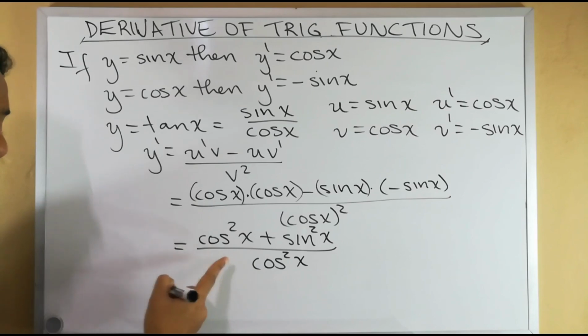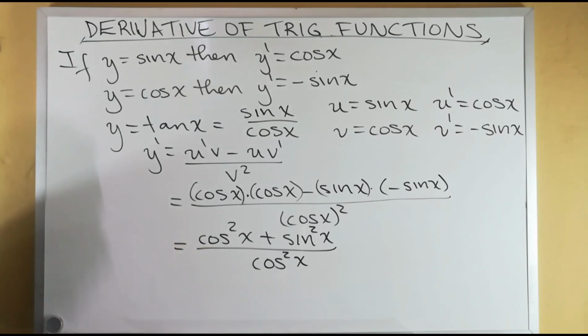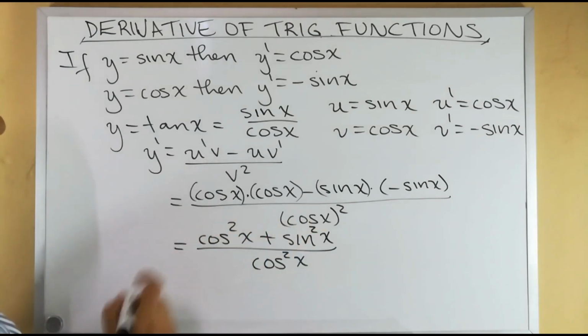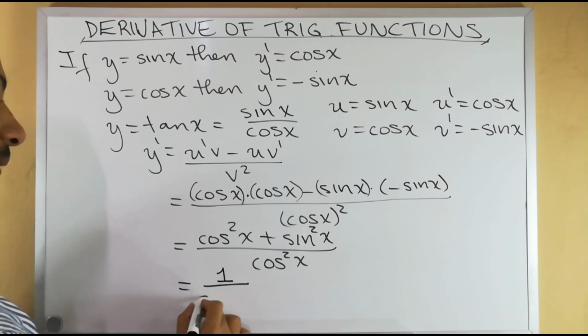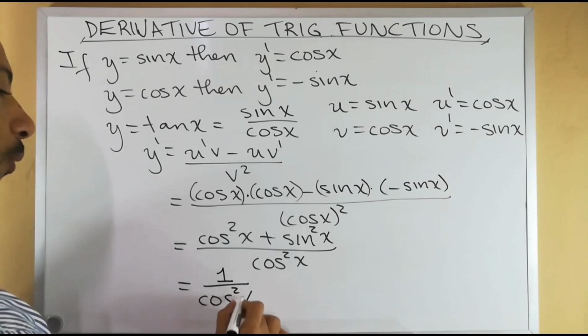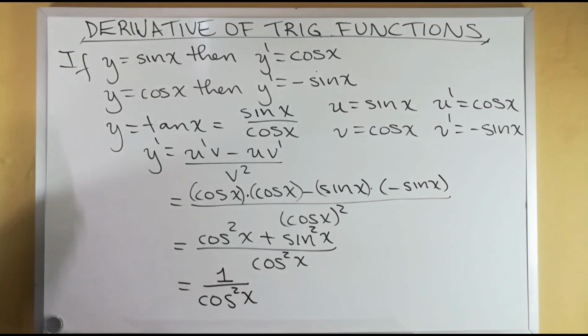Here, we can simplify. If we look at the numerator, we should remember from a previous class that that is indeed a trig identity that we can make a substitution for. What is cosine squared plus sine squared equal to? Well, that is equal to 1. So we have here 1 over the cosine squared of x. But this can simplify further.